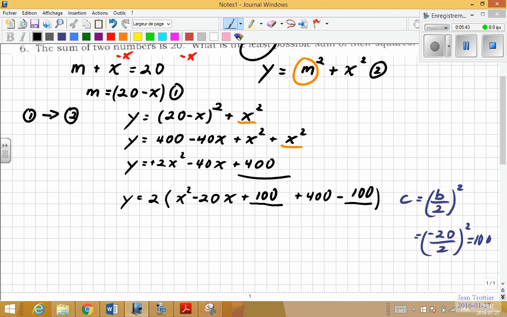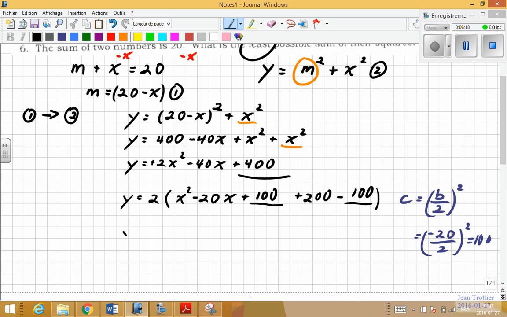Okay, and I just noticed that I forgot to divide my 400 by 2. It should be a 200 here. Because when I took out the common factor 2, which is over here, I had to divide all the original terms, which were the 2x squared, the minus 40x, and the 400. So just get those little marks out of the way. Okay, now we can finish this.